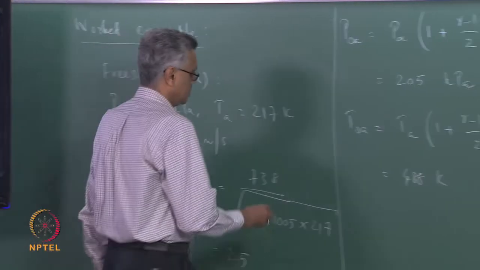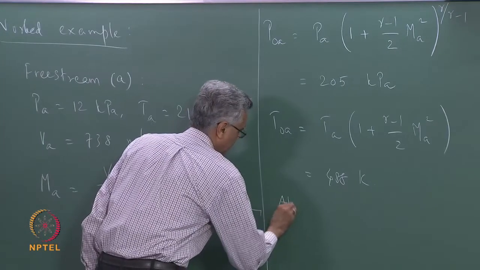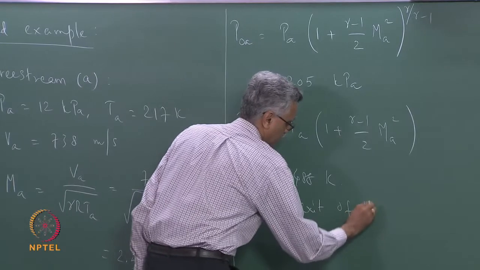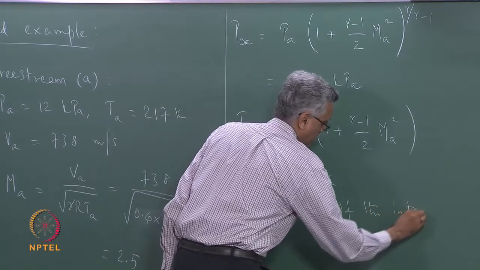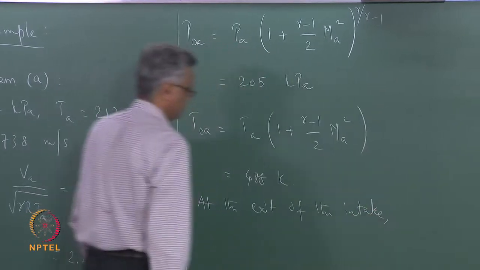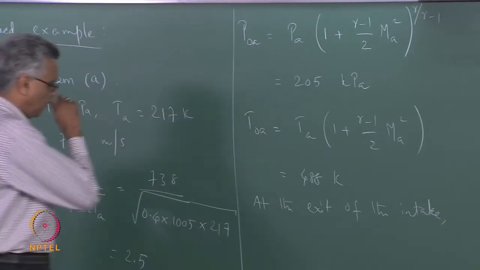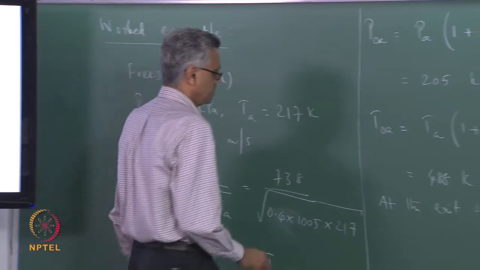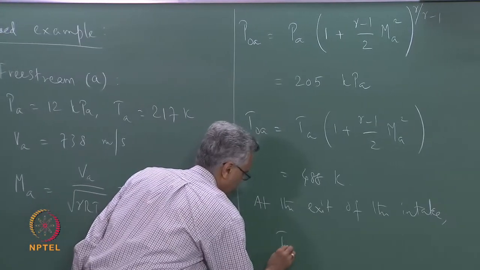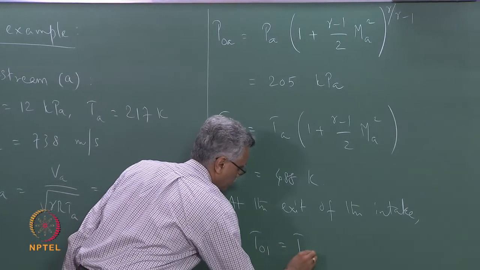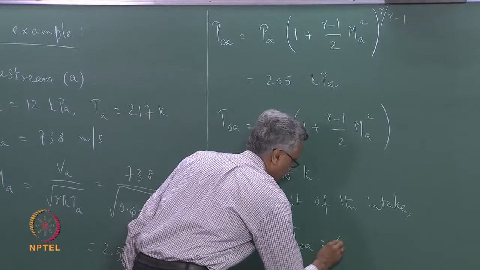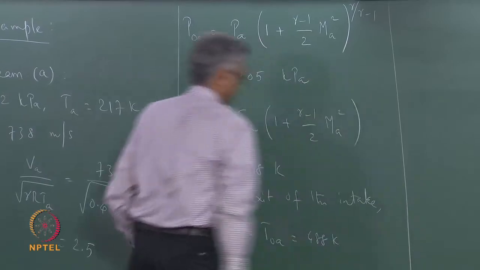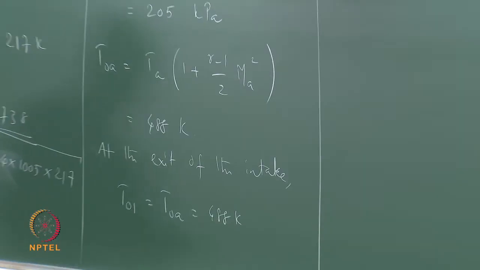So at the exit of the intake, we denote this as state 1. Since there is no heat or work addition, the stagnation temperature remains the same. So T01 is equal to T0A is equal to 488 Kelvin.